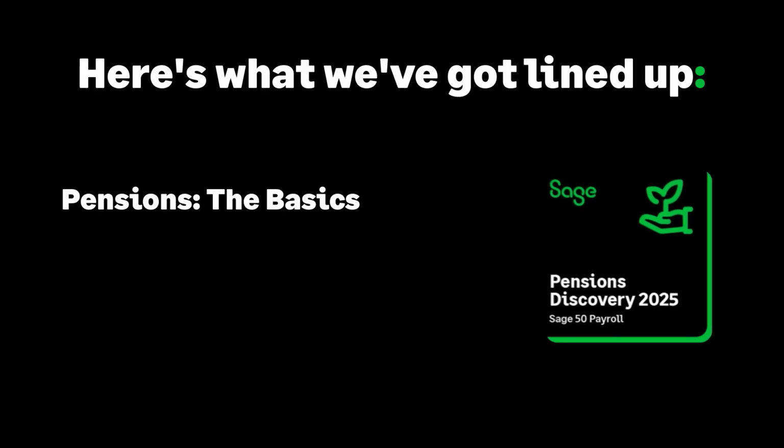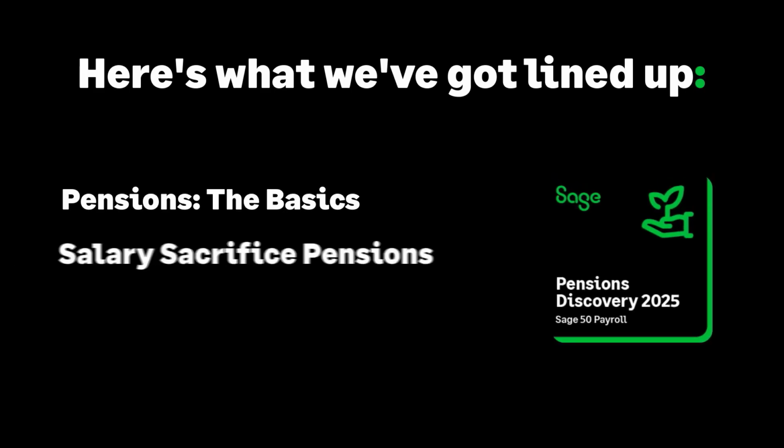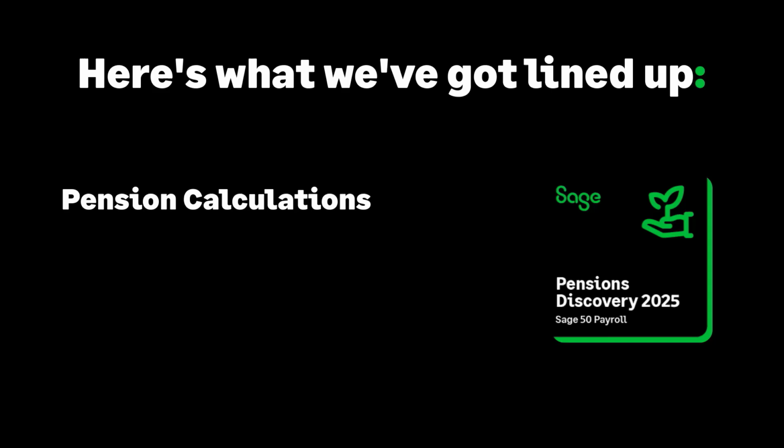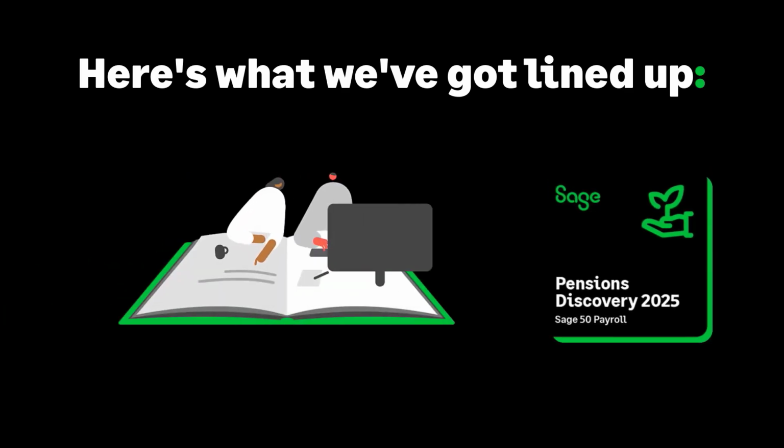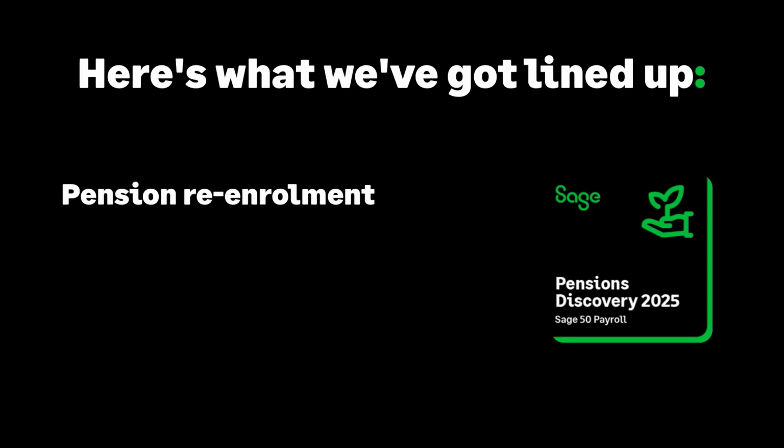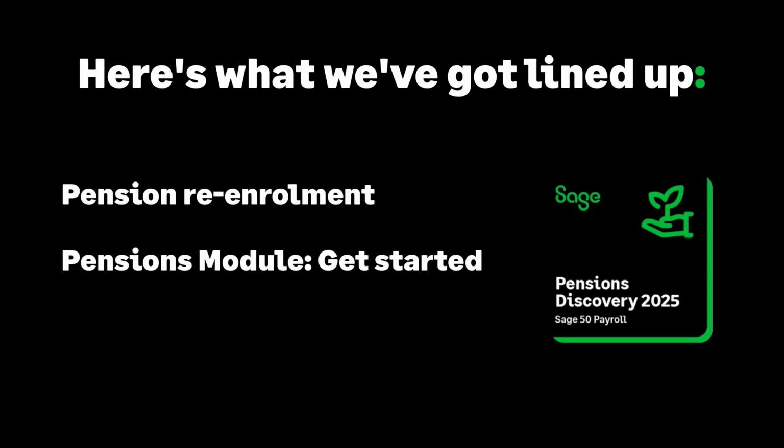Make a strong start to your pension processing with foundational knowledge on the basics of pensions and salary sacrifice pensions in Sage 50 Payroll. Explore how pension contributions are calculated and how your employees are assessed for automatic enrolment. We'll also take you through our 3 most popular sessions: navigating enrolment, getting started with pensions module, and using pensions data exchange to send your pension data to your provider with ease.